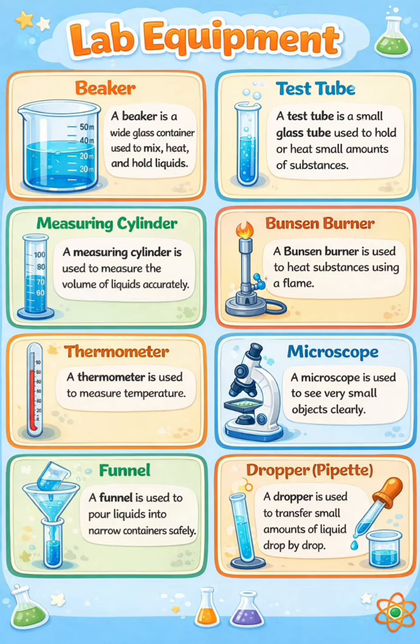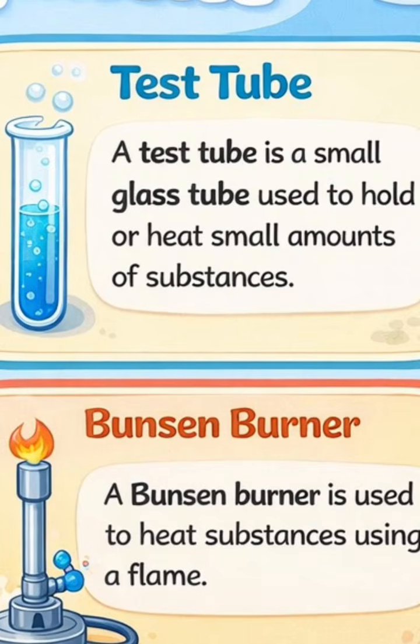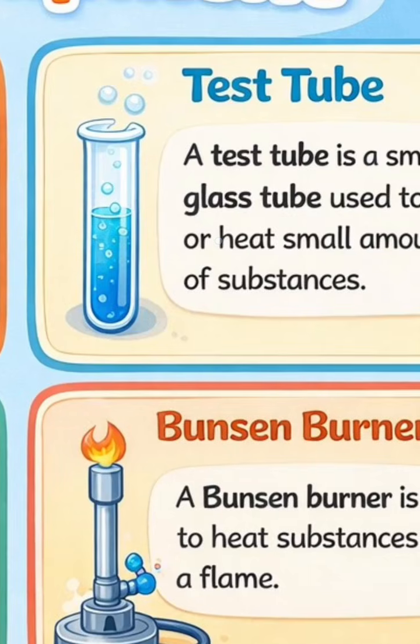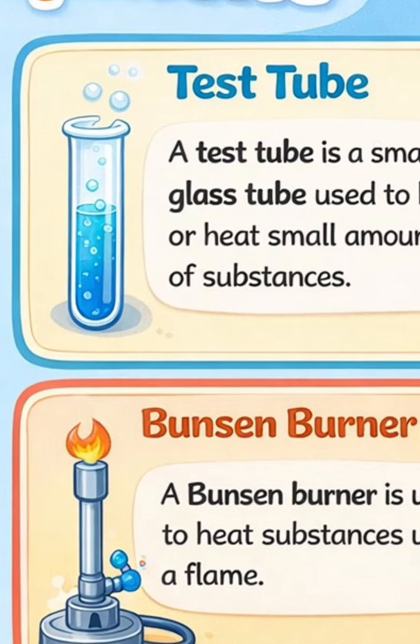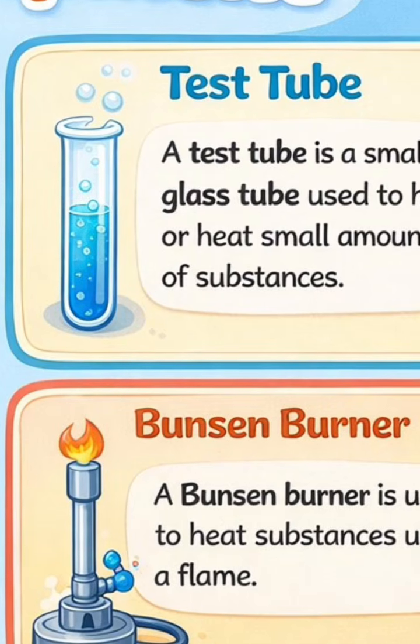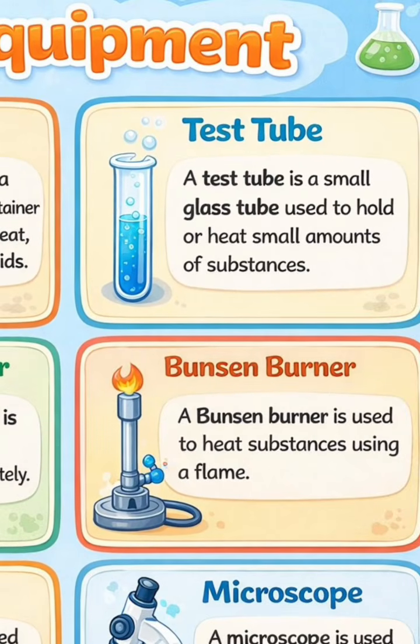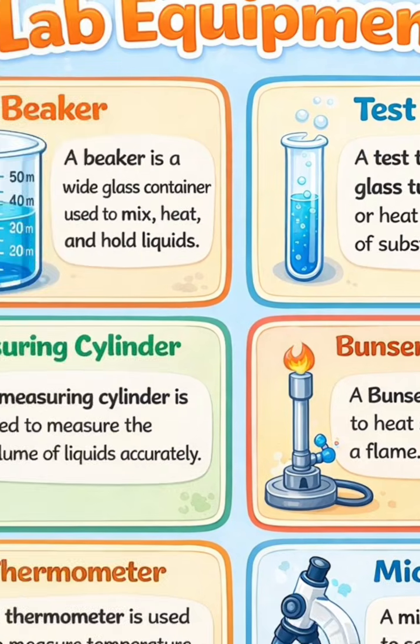Test tube. A test tube is a small glass tube used to hold or heat small amounts of substances. And it's not as wide, or it can't hold as much as a beaker can hold. It's used to add small amounts. So if you want to test small amounts, we use a test tube. And as you see, it's also not any other material but glass.